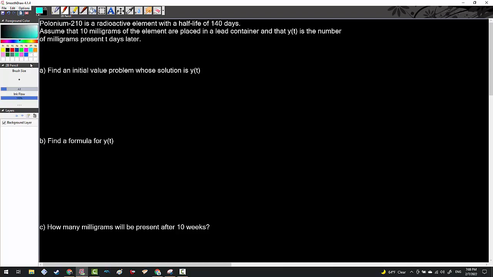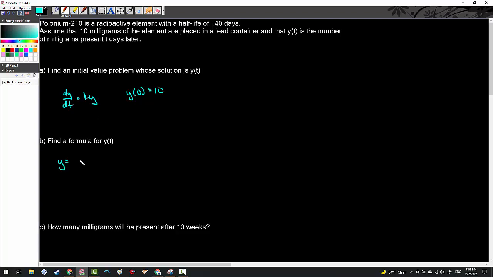Again, we're just going to go back to what we know. dy over dt equals ky. And in this case, we know that y of 0 is equal to 10, right? That's the initial value. We're placing 10 milligrams into the container. We've got to find a formula for y of t. So how do I do that?